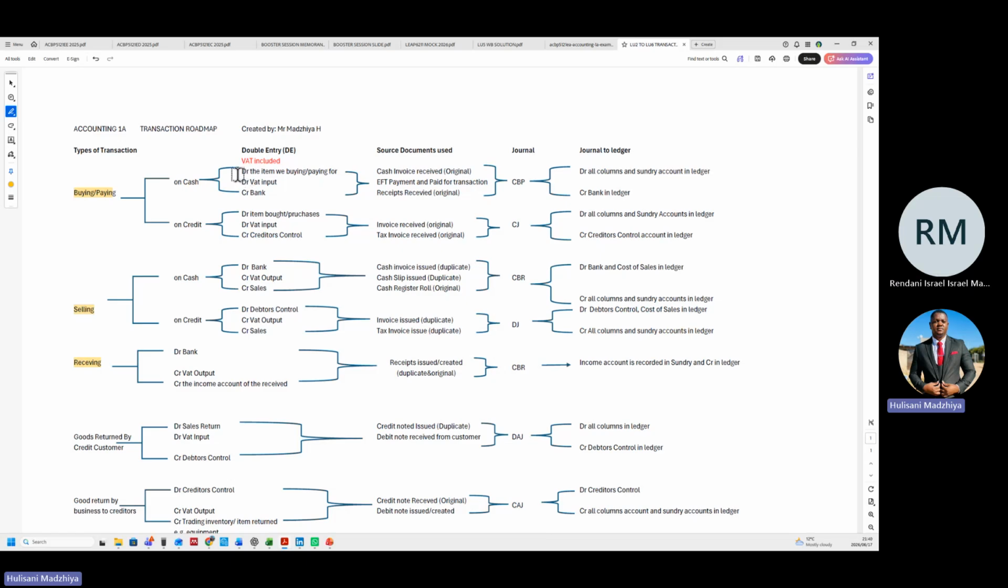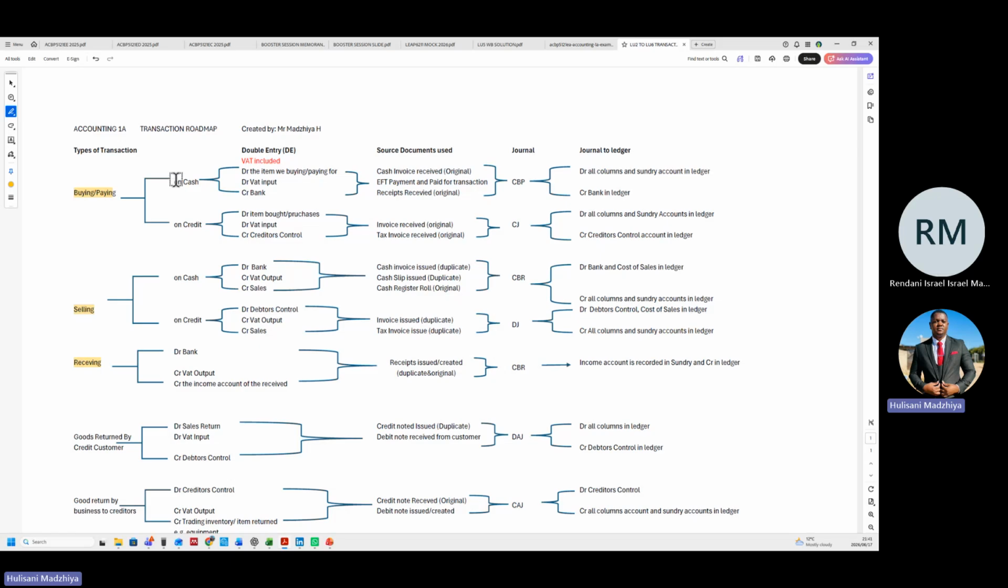Now we have VAT, which you have to take into account. Whenever you're buying something, it attracts input VAT because you are receiving something, so it's coming into the business. Although input VAT is an asset to the business because it allows us to claim the money back from SARS, your VAT input is always debited no matter what. Still following?